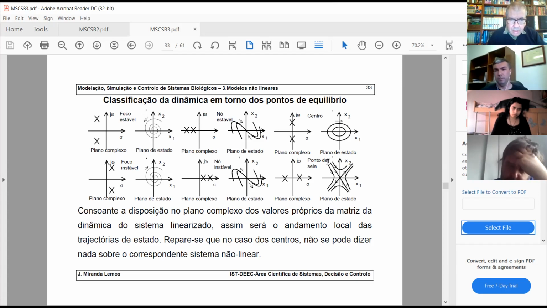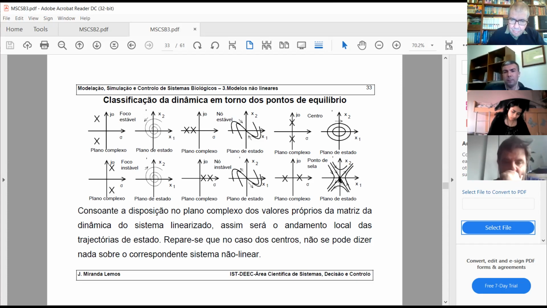Okay, so here, for instance, suppose that the eigenvector that defines this direction is associated to a negative eigenvalue. So you are approaching the origin.